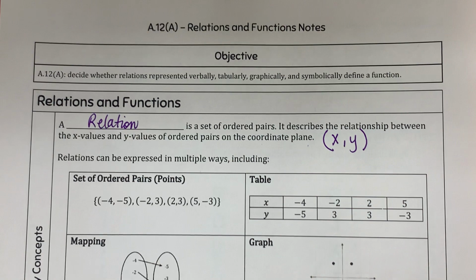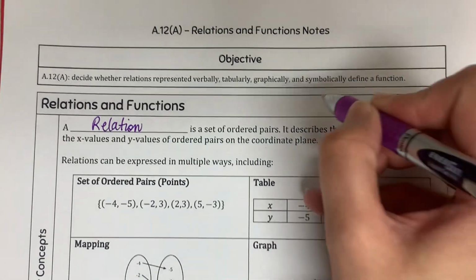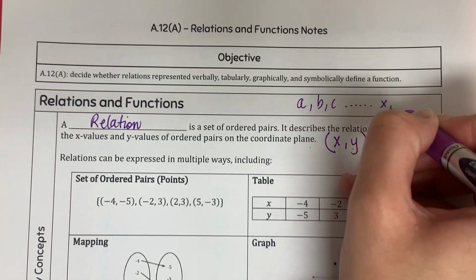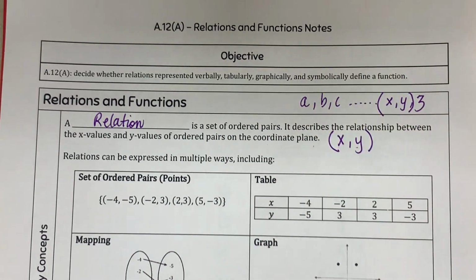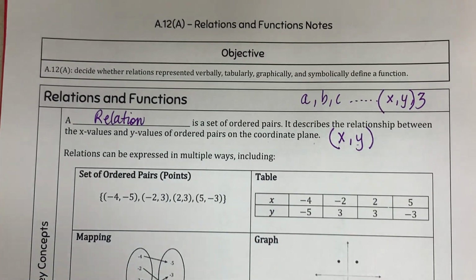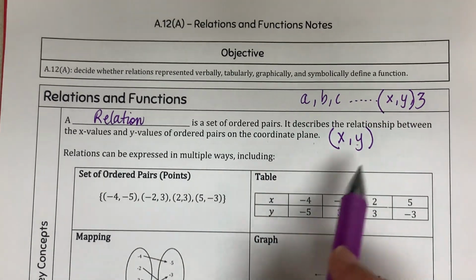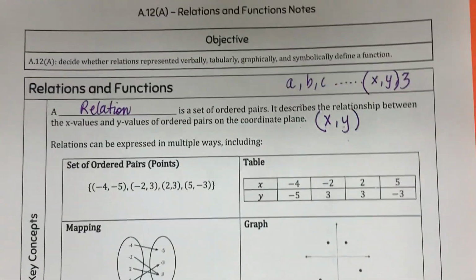Why is it called an ordered pair? Because x and y are written in order. If you know your ABC letters, it's A, B, C, and then X, Y, Z. So X and Y is in order. X comes first, then the Y. And it's always written in parentheses, separated by a comma.